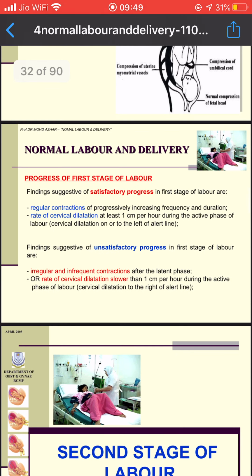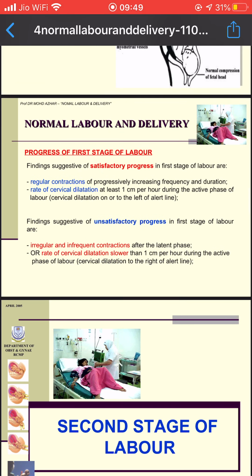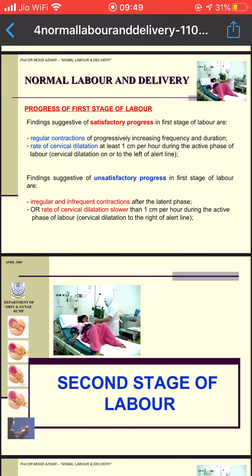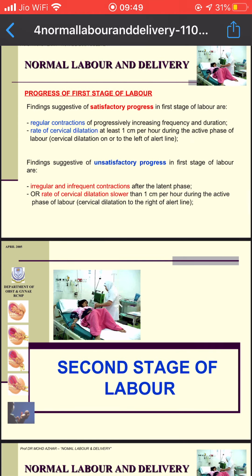Now let's discuss the progress of the first stage of labor. Findings suggestive of satisfactory progress of the first stage are regular contractions of progressively increasing frequency and duration. The rate of cervical dilatation is at least 1 centimeter per hour during the active phase.